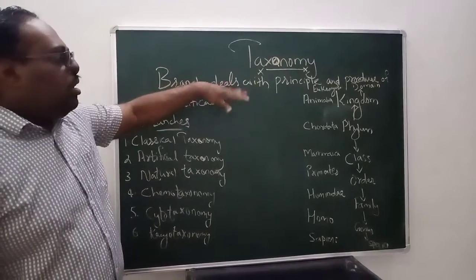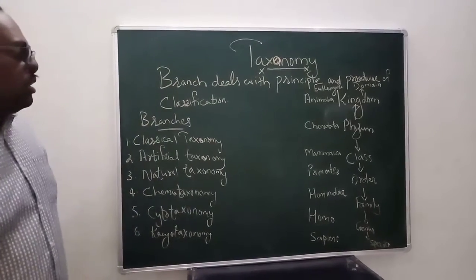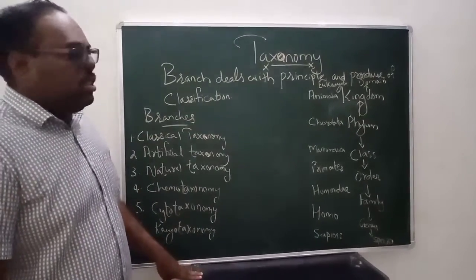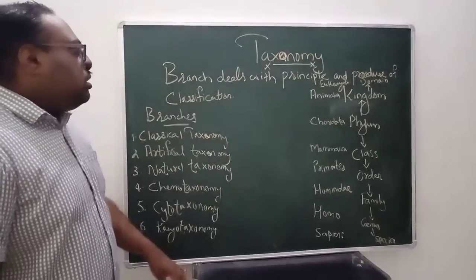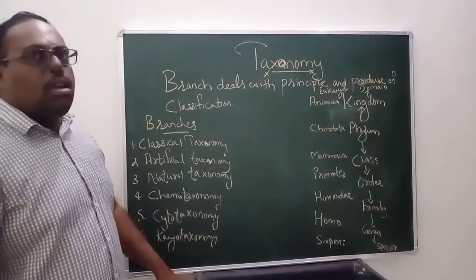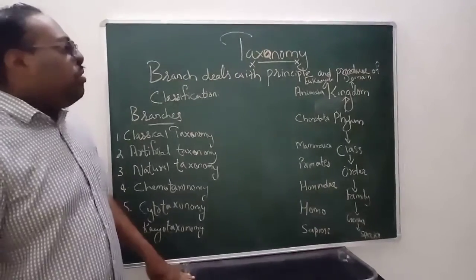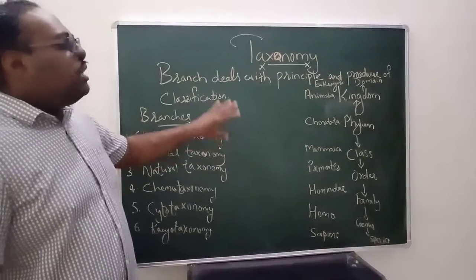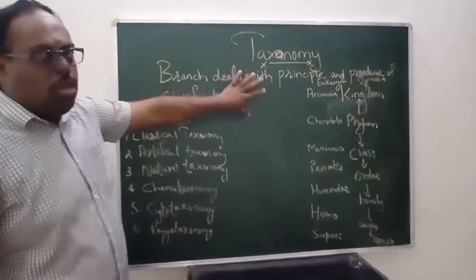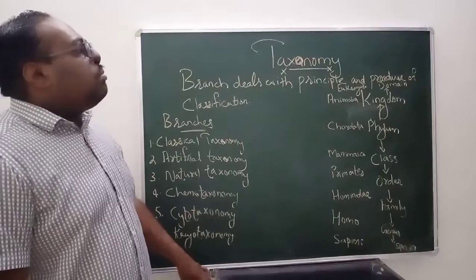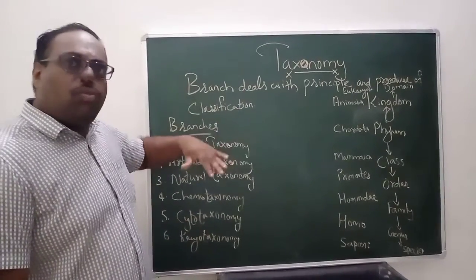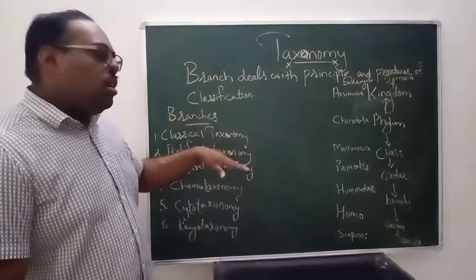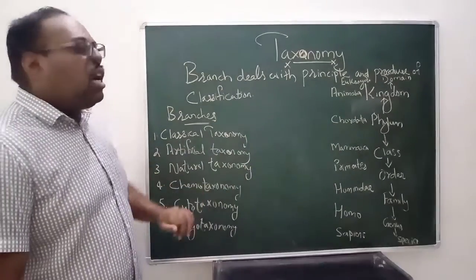Let's move to a very important term inside this classification, which is known as taxonomy. The term taxonomy means a branch that deals with the principles and procedures for classification. That means how we are going to classify. Carolus Linnaeus is considered the father of taxonomy. Why? Because he introduced this system of arranging organisms according to different levels. So we will study how it is.